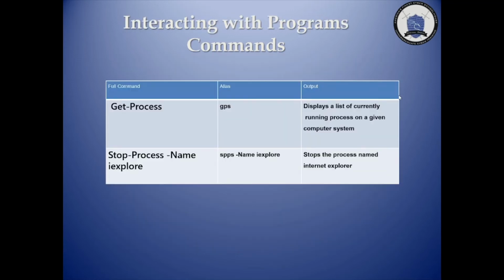All right, so here are two more commands in PowerShell. We have Get-Process, again shortened to GPS, and what this does is display a list of currently running processes on a given computer system. And then we have the Stop-Process command. Here's an example of using it to close Internet Explorer. So Stop-Process, and then you'll do -Name, i.e. iexplore. And again, that will stop the Internet Explorer application.